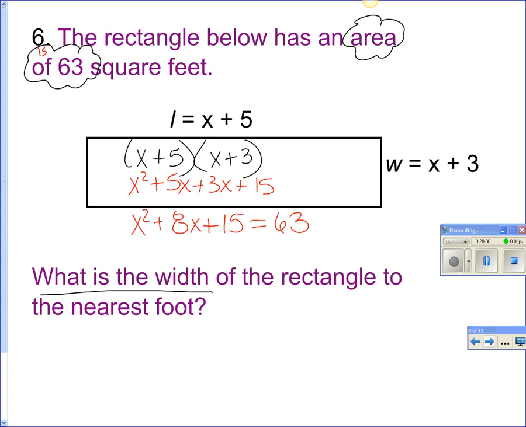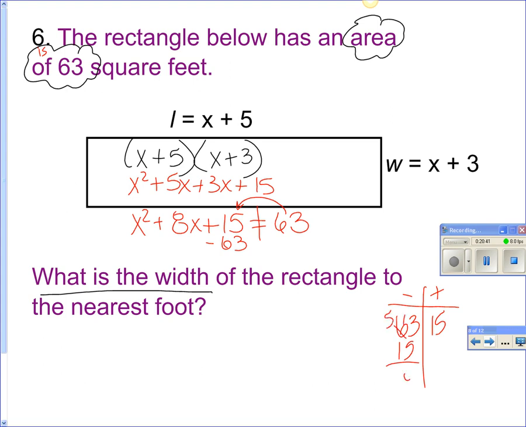Uh-huh. And then what? Move the 63. What happens when I move the 63? What does it become? Negative 63. Woo, doggy. All right, let me do a chart. Positive 15, negative 63. Anybody remember what you do next? Move the 15.